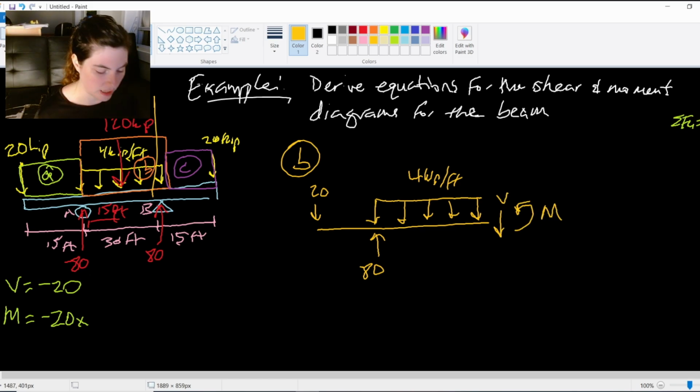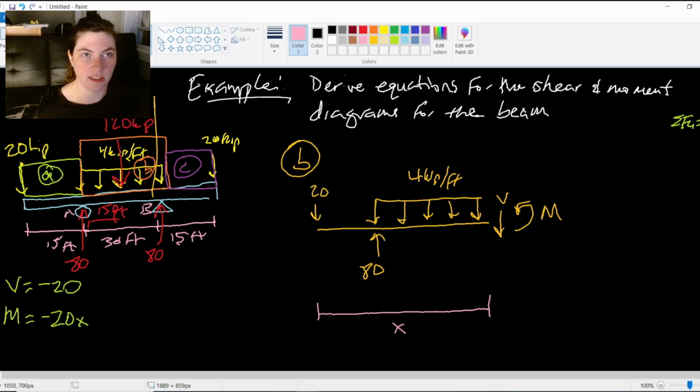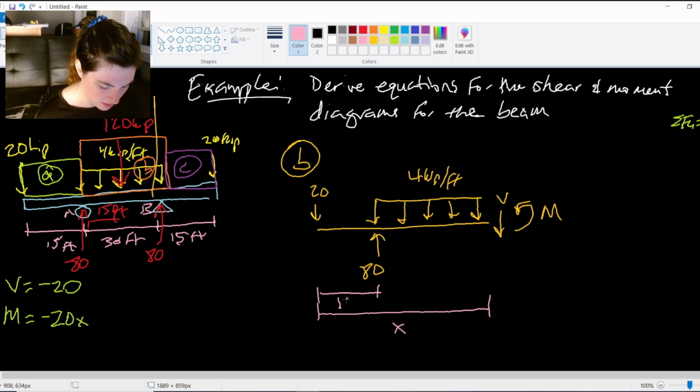Here's my full free body diagram. For these, it's really important to add these distance markers because they're really helpful when you're finding these, I would say, especially the moment equation. Without having your x distance labeled, it's really easy to get lost on what these distances are. So this distance here is 15.